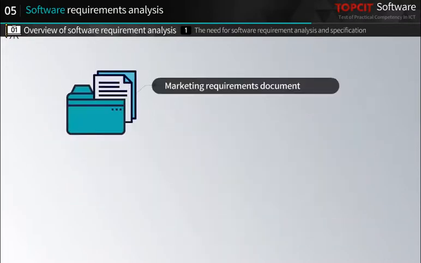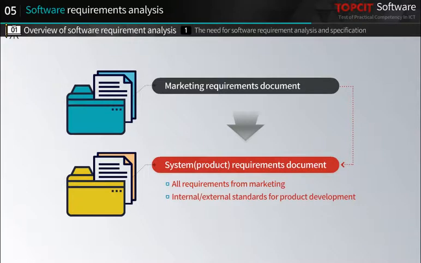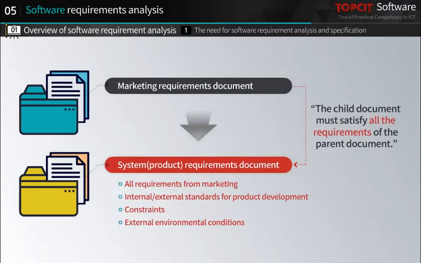For example, you can create system or product-level system requirements documents based on top-level requirements, such as marketing requirements documents collected by the product planning team. These system requirements documents should reflect all of the requirements gathered by marketing. In addition, they are further created by adding internal and external corporate standards, constraints, and external environmental conditions to develop the product. Thus, the child document must satisfy all the requirements mentioned in the parent document.